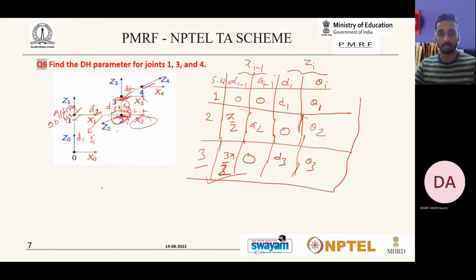Similarly, we can do it for the fourth link or the fourth joint. So I'm leaving it here only. The fourth one you can do by yourself, having understood this whole process. So let me move to the next question which we have.